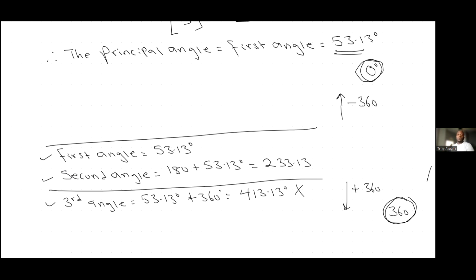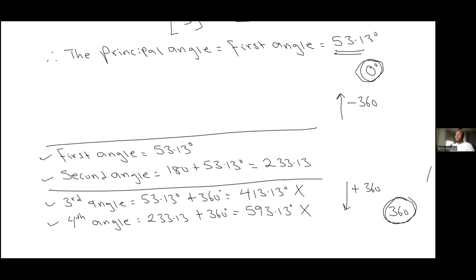Yep, the fourth one as well is going to be above, but just for completeness, I'm going to show it to you. So the fourth angle will be equal to 233.13 plus what? 360 degrees. And when you add it, it's going to give you 593.13 degrees. As well, you can see it's above 360, and you don't pick it as well.